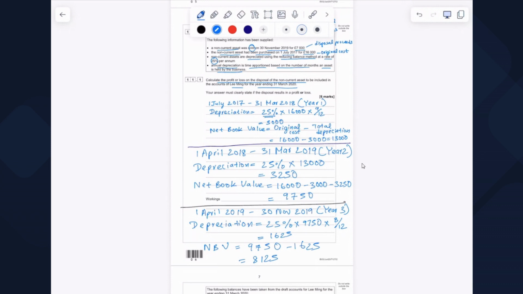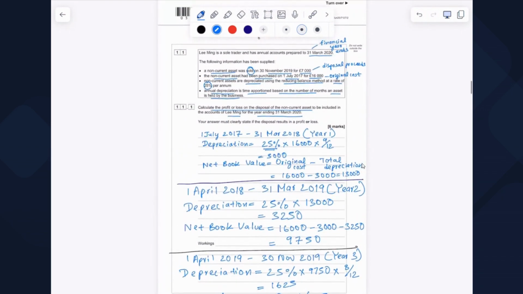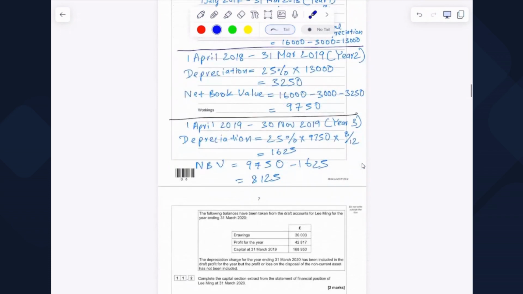£8,125. Okay, now if we recall the disposal proceeds, what do we know? The disposal proceeds was £7,000. That is what we got by selling the asset. Now, right before the disposal, the asset had a remaining value of 8,125. But because we sold it for 7,000, what does that mean? We made a loss of 1,125. How do we know it's a loss?